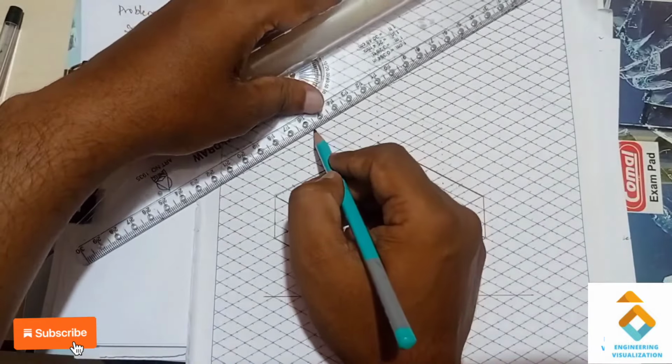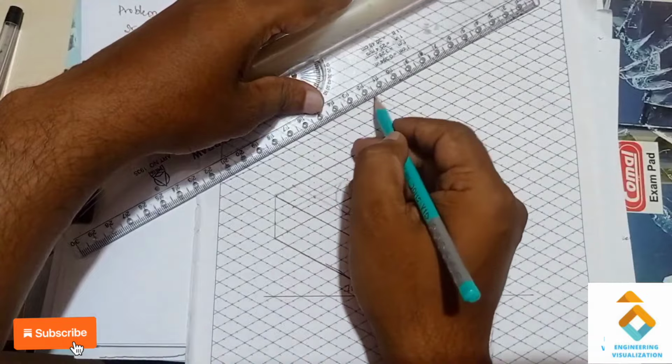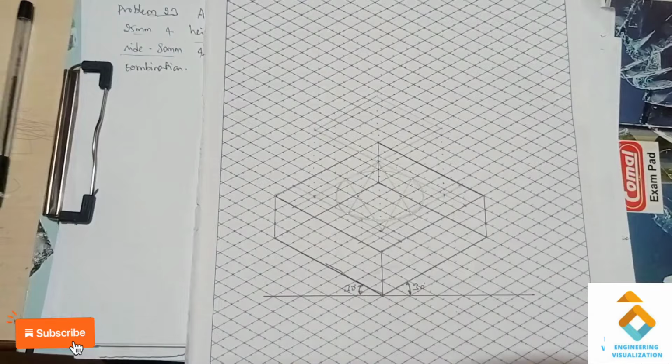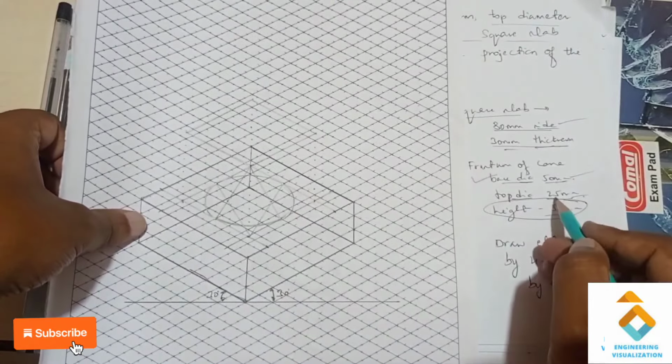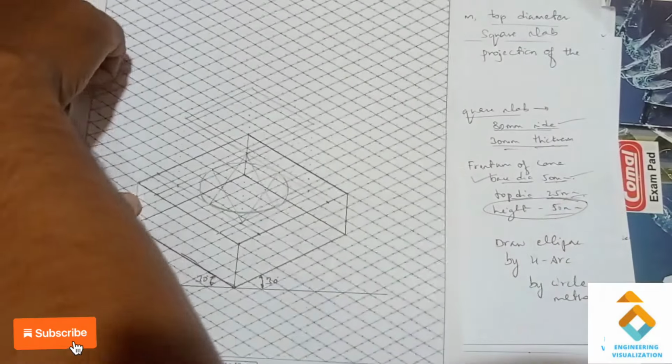So connect it with the thin lines here. So a box of 50 by 50, you got it. Now here the top diameter is 25, but we have drawn a 50.